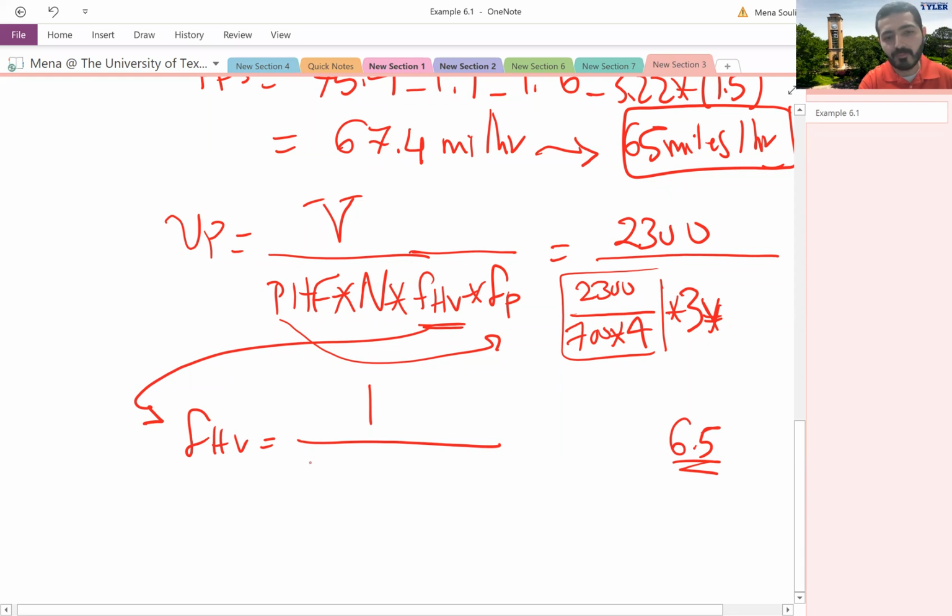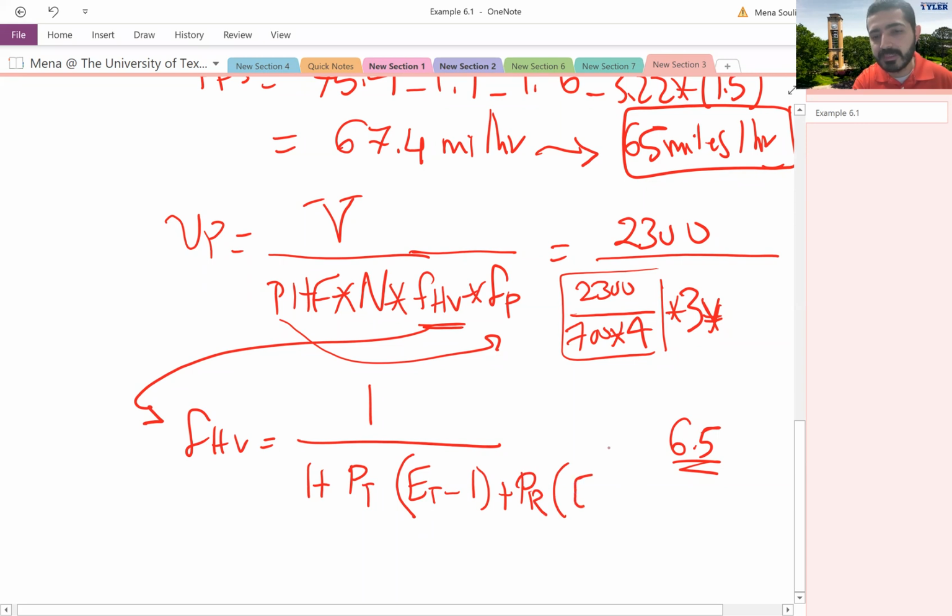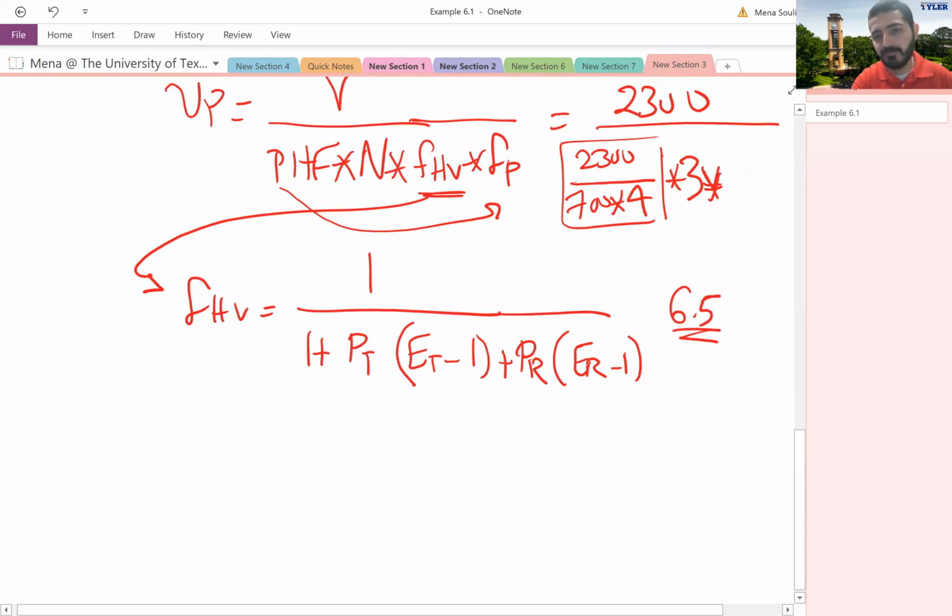1 over 1 plus PT times ET minus 1. And again, these equations will be provided to you. If I don't remember them, as you could see, I'm writing them from the textbook. I'm not expecting you to know them. So plus PR times ER minus 1. All right.